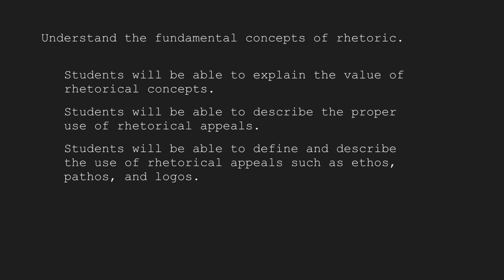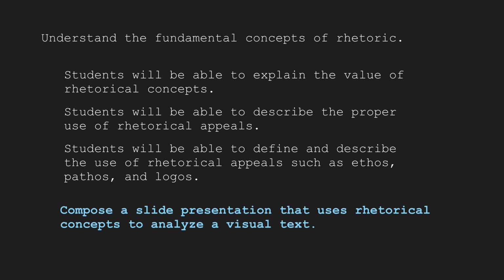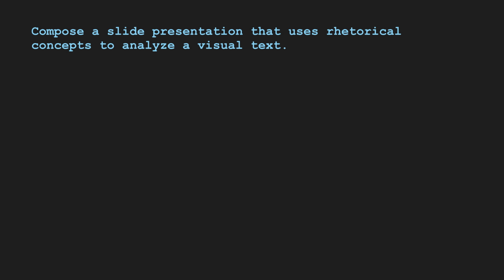So she challenges us to take our learning outcome and think in terms of what we want students to really do. And since we have a project that we've already written and we know that that's the end point of our journey, let's look at our project. So we can say this: what we really want our students to do is compose a slide presentation that uses rhetorical concepts to analyze a visual text. Now we're getting somewhere, right? That's tangible. Compose a slide presentation, use rhetorical concepts, analyze a visual text.